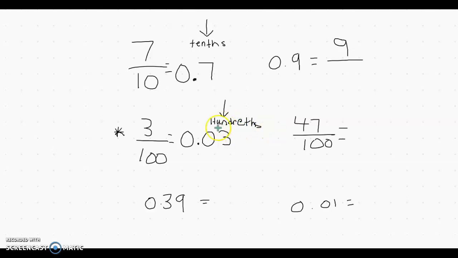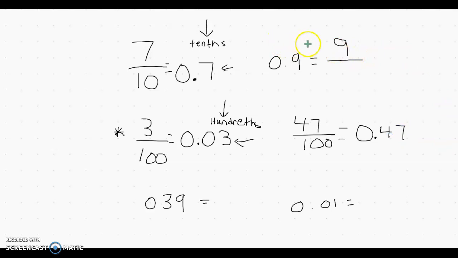Okay, so this is the hundredths place. So one spot after the decimal is tenths place. 2 spots after the decimal is the hundredths place. So if I were to write this one, 47/100ths, as a decimal, I'm going to put my 0 first, then a decimal point, and then since I have 2 digits here, I'm just going to put 47, and you're done.